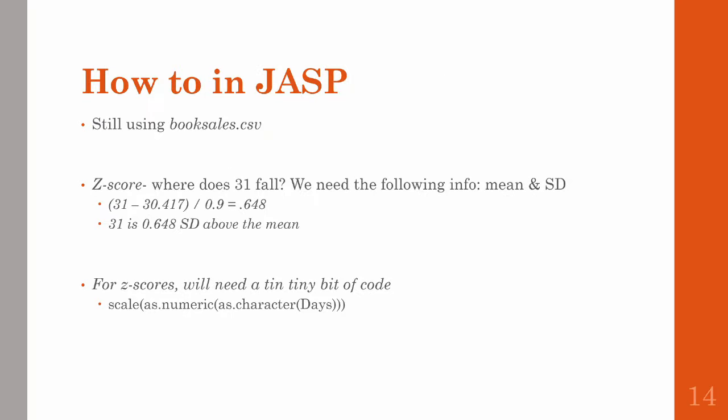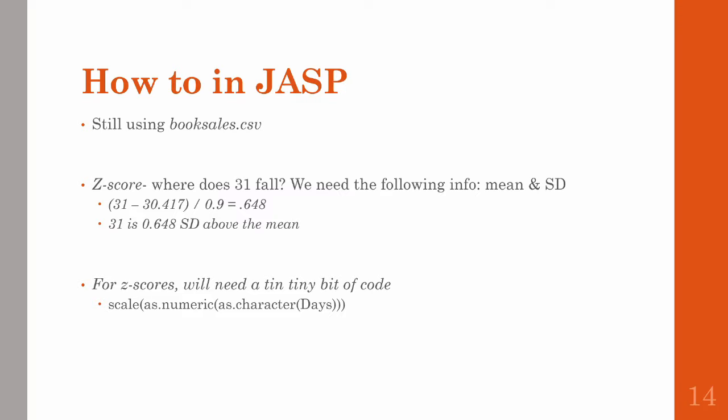So now we'll do the percentile rank and z-scores in JASP. We'll still use the book sales data. For z-scores, things will not be as easy as before, but we can ask a question like, where does 31 fall? For that, we need the following info: the mean and the standard deviation.